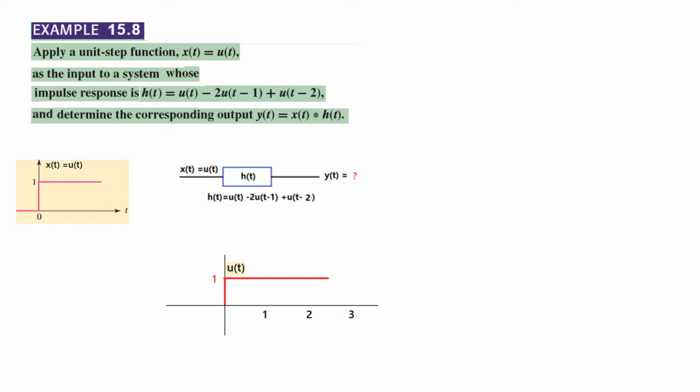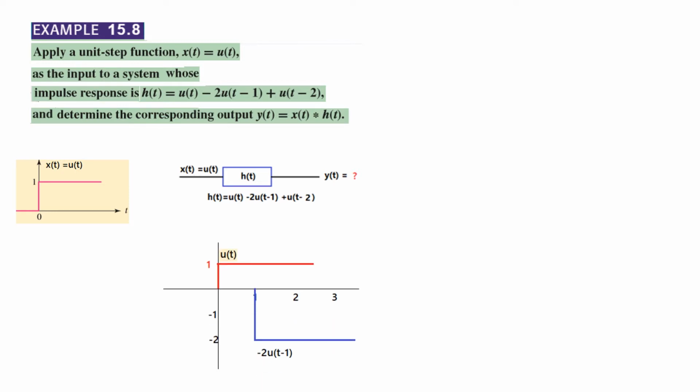We plot u(t). Then we plot minus 2 u(t minus 1). Minus 2 u(t minus 1) means, number 1, the function starts at t minus 1 equal to 0, that means t is equal to 1. So it starts at this point. The negative sign means it will go to the bottom, and amplitude 2 means it will be double this amplitude. So it will come somewhere here. Okay, so this is the second function.